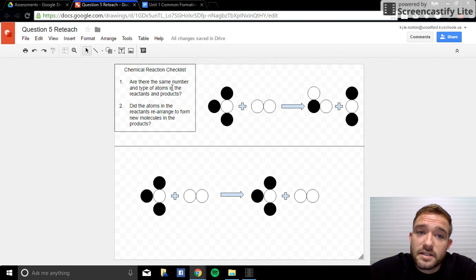This doesn't satisfy our chemical reaction checklist, that the bonds of the molecules in the reactants must break apart, rearrange, and form new molecules in the products. So if it looks the same on both sides, that's probably not a chemical reaction. In fact, it isn't a chemical reaction.